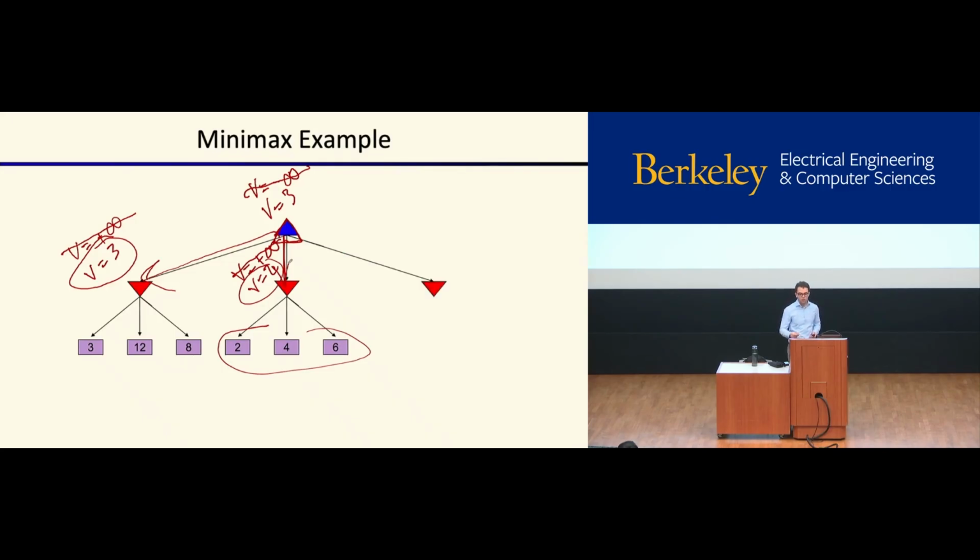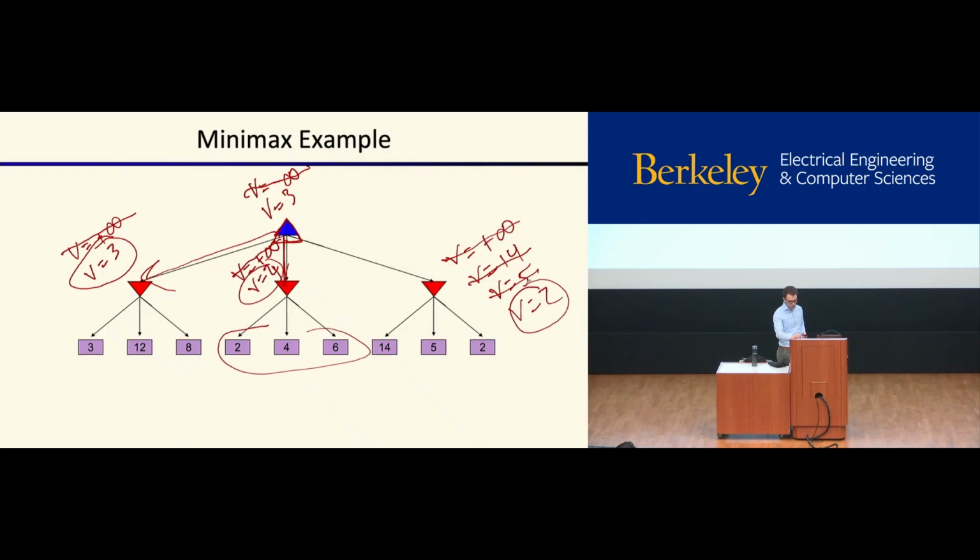We can do this again. We generate one more successor. We initialize its value to positive infinity. We look at its successors. Okay, 14, that's smaller than positive infinity, so now v equals 14. Now we look at the next one. Okay, now v equals 5. We're still minimizing, v equals 2. And that's the last successor, so now we know v is 2 here. And again, it's the same situation. We don't have to update the max node because the max is 3.